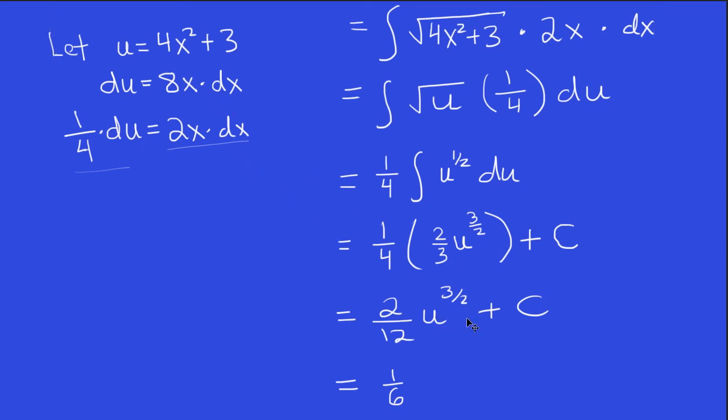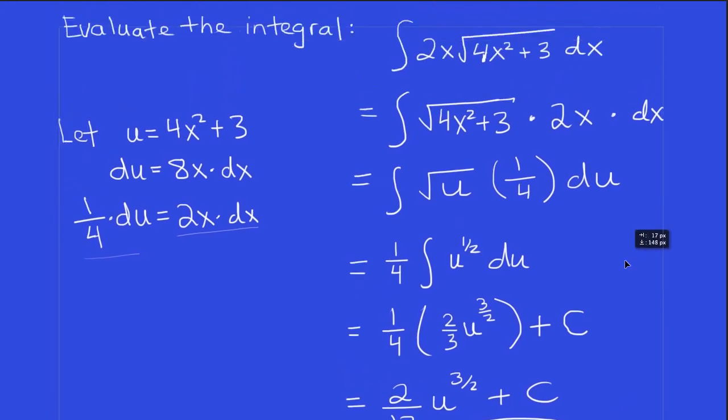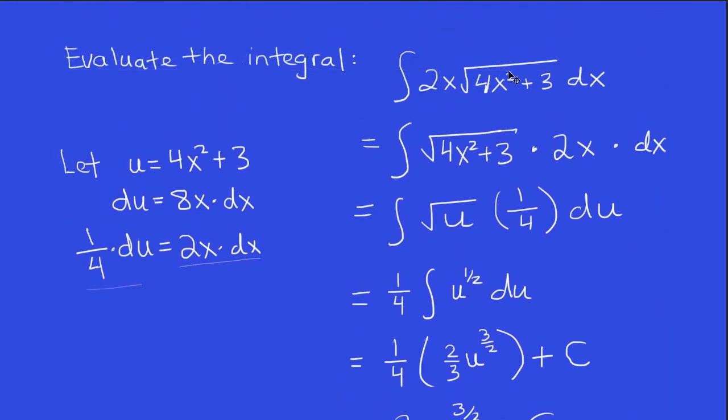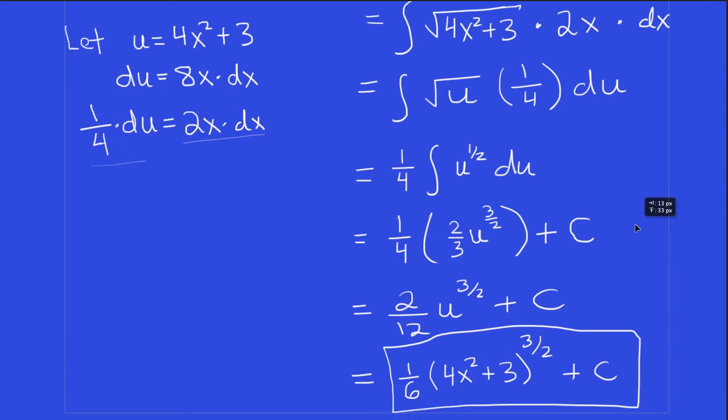It was 4x squared plus 3, right? So we just put that in, to the 3/2 plus c. And that's all there is to it. That's the answer. So again, the substitution rule is kind of allowing you to go from a complicated looking integral like we had at the beginning here to an integral that's simple. That's the basic idea behind substitution.